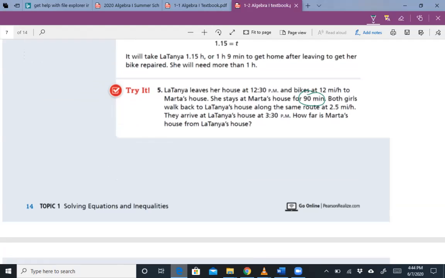Okay, so we're gonna call this first part X over 12, right? X miles at 12 miles an hour. Okay, then we're gonna add 90 minutes, but remember 90 minutes is 1.5 hours. So I'm gonna call this 1.5. Okay, and then plus X over 2.5, and that's gonna equal from 12:30 to 3:30, 3 total hours, because from 12:30 to 3:30, that's 3 total hours.